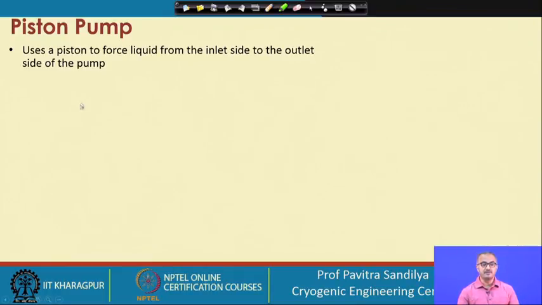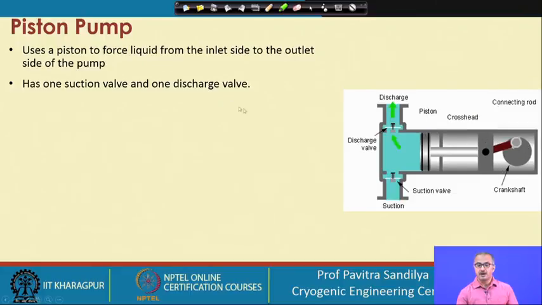So here we have a piston to force the liquid from the inlet side to the outlet side of the pump. And here we find how it is working: this is the suction side and this is the discharge side, and we have a discharge valve here and a suction valve here, and here we have a rod, the crankshaft. The rod is connecting the crankshaft with the piston, and the piston is undergoing this to and fro motion.